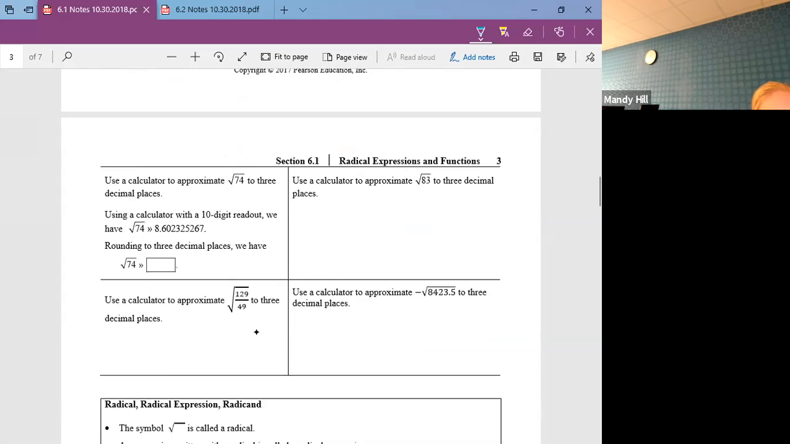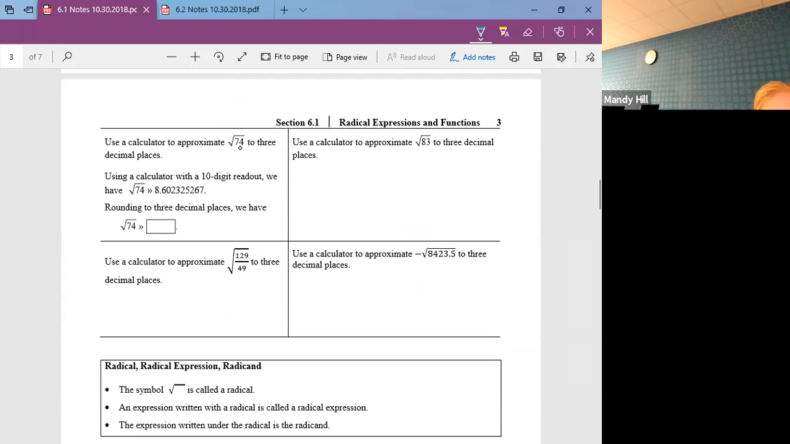So it says use the calculator to approximate the square root of 74 to 3 decimal places. So they've typed this in the calculator, and then it says that they're rounding it to 3 decimal places. So 1, 2, the 2 would be the 3rd decimal place. And since the 3 next door is 5 or less, I mean, it's below 5, then we would leave it alone and put 8.602. Okay.